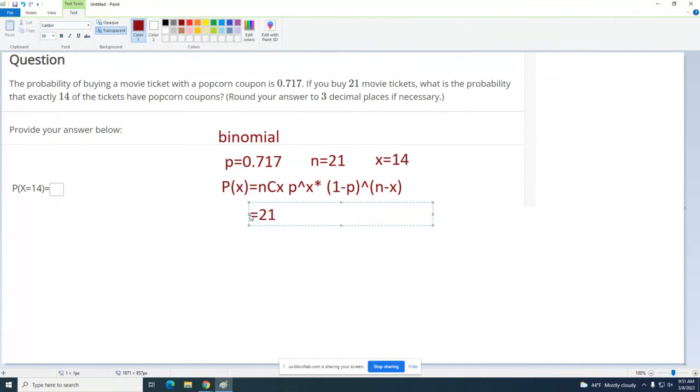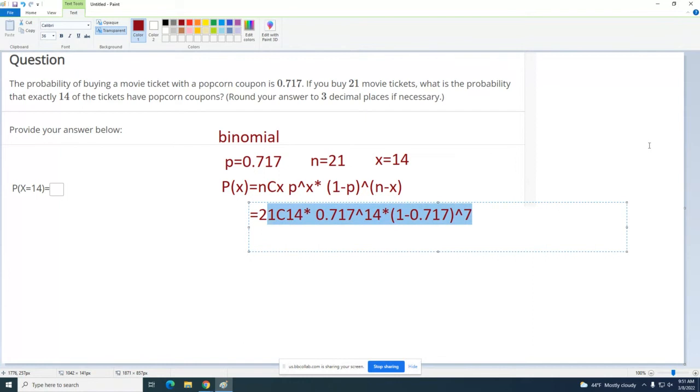Then we're going to look at what we need to calculate. We have to calculate 21 C 14, multiplied by 0.717 to the power of 14, and let's multiply by 1 minus 0.717 to the power of 21 minus 14, which is 7. That's applying the formula. And so we're going to calculate this with a calculator.